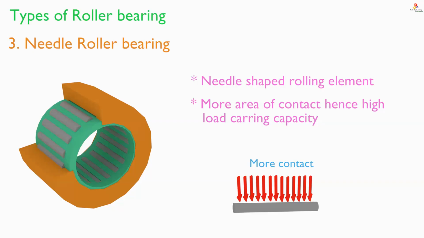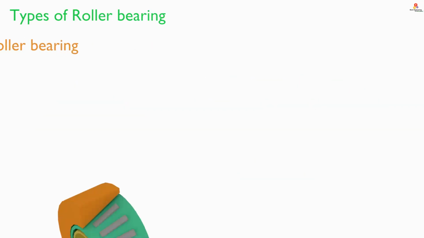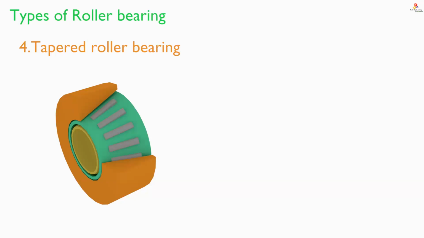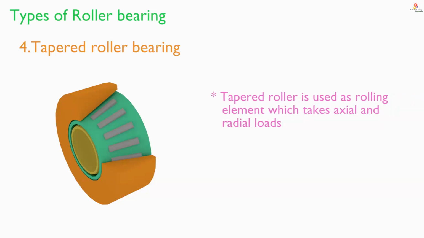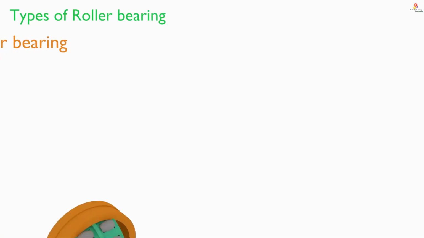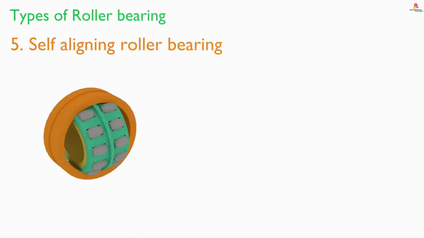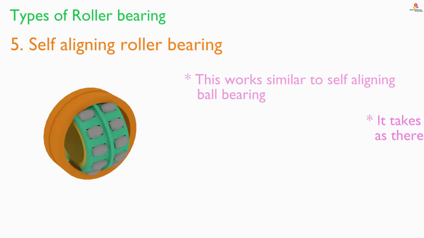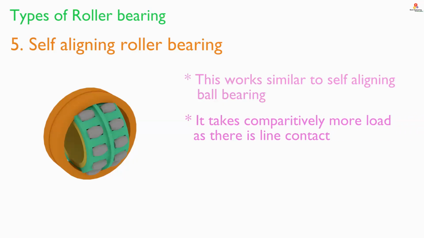The next one is tapered roller bearing. A tapered roller is used as the rolling element between the races, which allows it to take axial and radial loads as well. The last type of roller bearing is self-aligning roller bearing. This bearing works similar to the self-aligning ball bearing, but it can take comparatively more load as there is line contact between rolling elements and races.